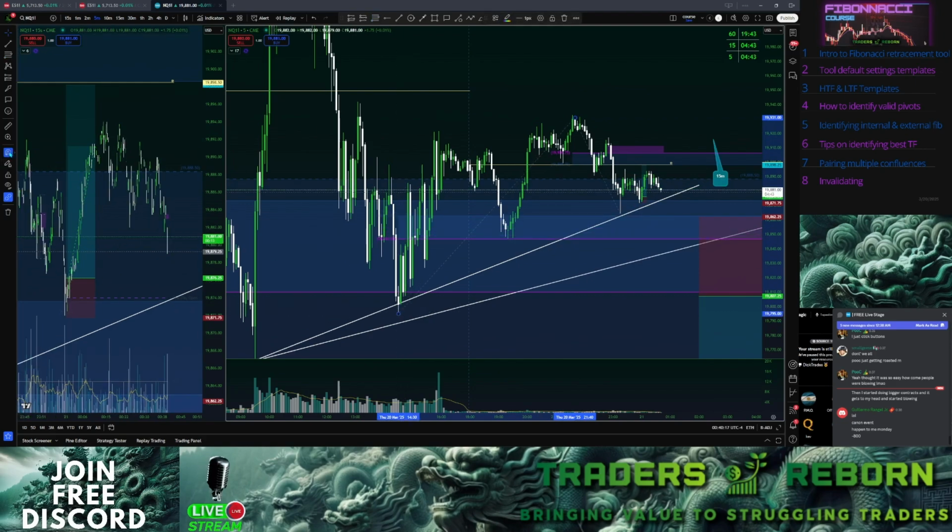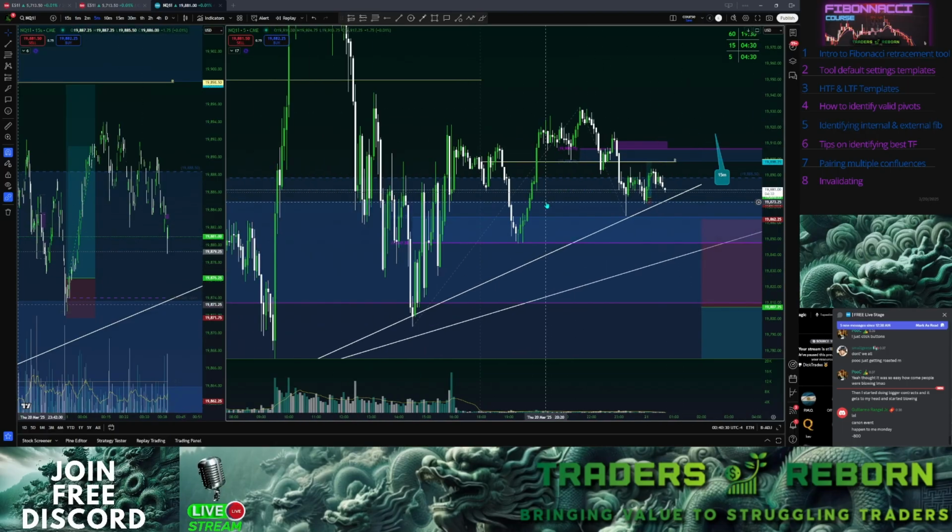Guys, use a magnet too. It makes it easier. I use a weak magnet right here, and it snaps to those wicks a lot easier. Right, that's one of the tips. See, it just snaps.